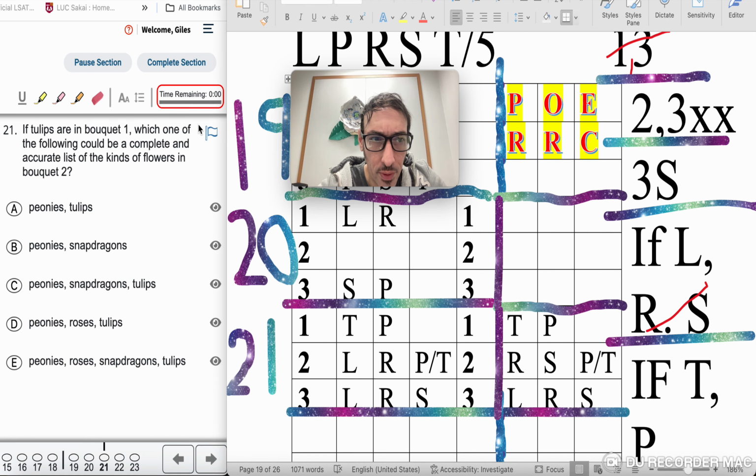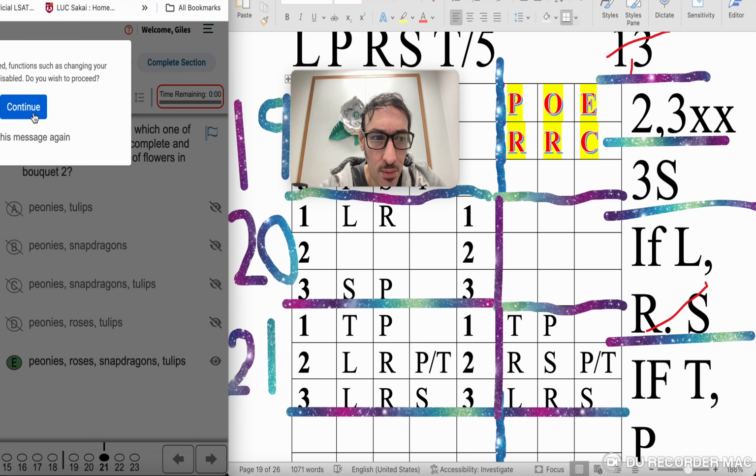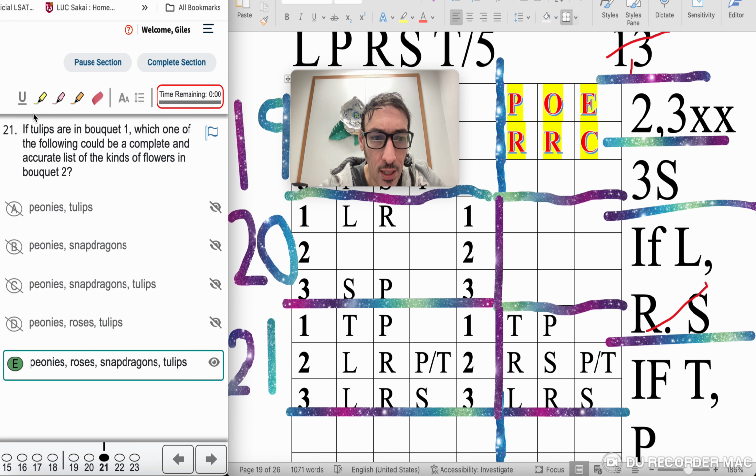For question 21, they're just asking if the T is in bouquet 1, which the final list could be for the order 2. I went ahead and filled out both these worlds. We're going to see that the first world is going to be LRPT and the second world is going to be RSPT. As you can see already, there's 4 items in there. So if it doesn't have 4 items, you can go ahead and just do a process of elimination. And if you want to verify, just look visually if one of these rows is it. LRPT, that's not it. RSPT, which it is because you see the R, the S, the P, and the T. So go ahead and choose E. Answer for this one is going to be E. PRST.